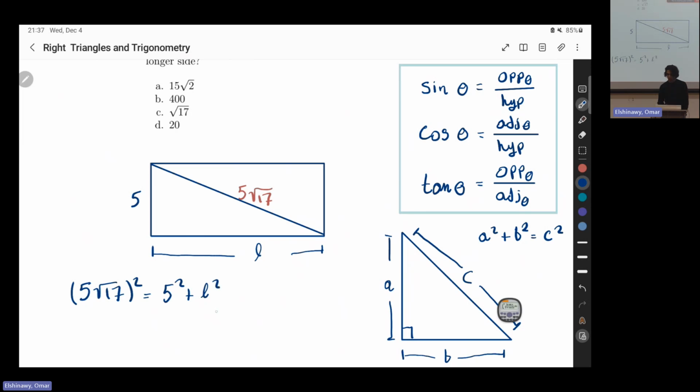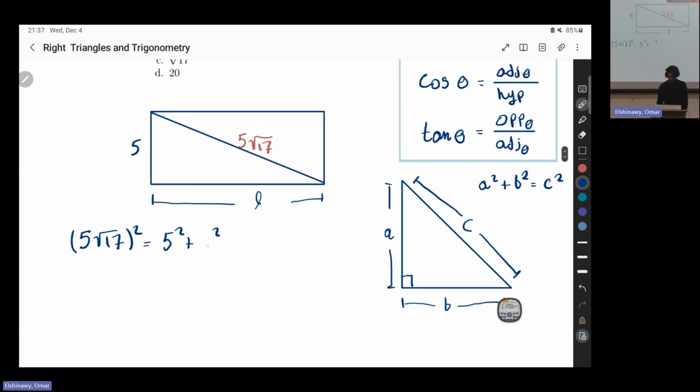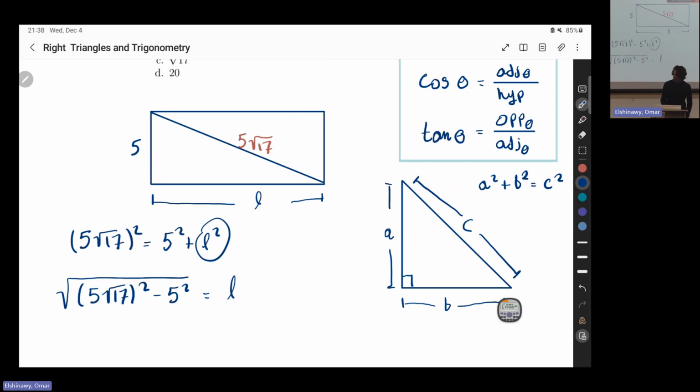This is just directly applying the Pythagorean theorem. L squared equals 5 square root of 17 squared minus 5 squared. Then you just take the square root to get L. I did this in 2 steps. Why is there no radical at first? Because I can find L squared, but I need to find L. So to find L, I take the square root.